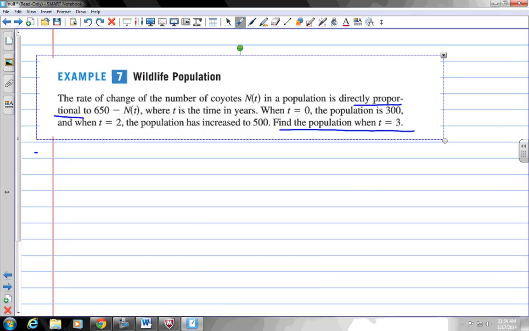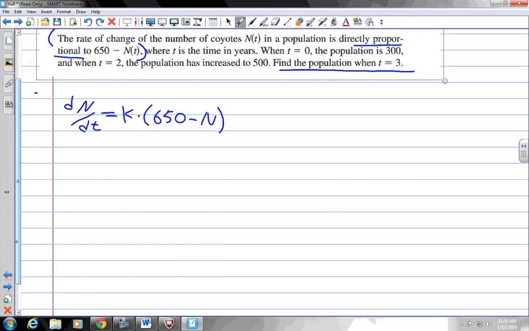All we know right now is that I can express it as dn dt, that's the rate, equals some constant, k, times 650 minus n. So that's what that first sentence means, the sentence from here to here. The rate of change of n is directly proportional to that expression. So that's what that means. Is that okay? So can we solve this equation?